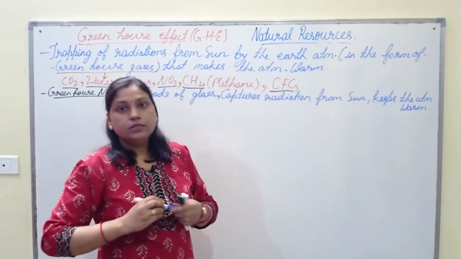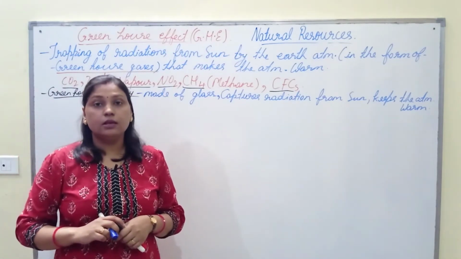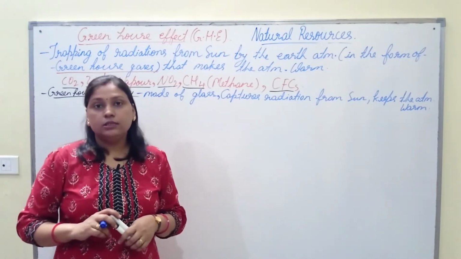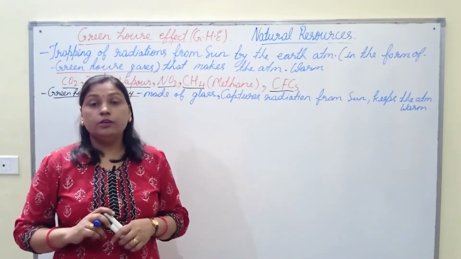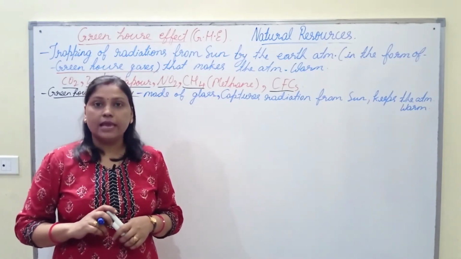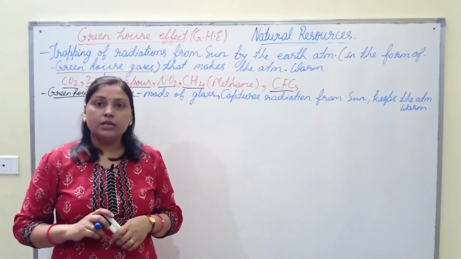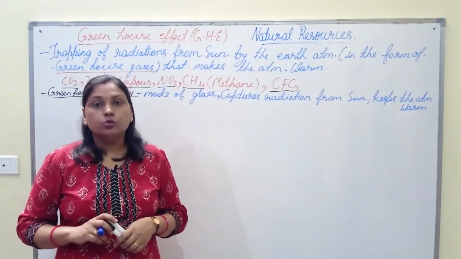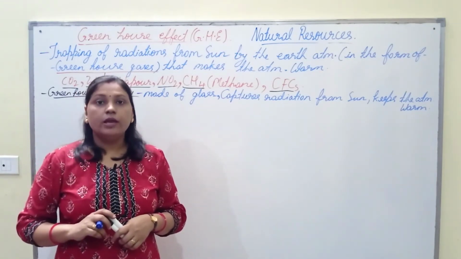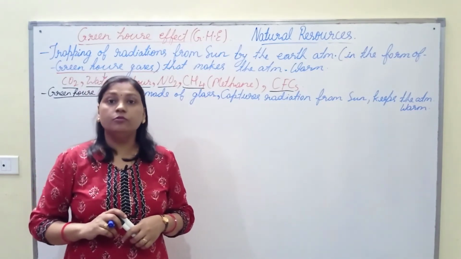So it is important to note that greenhouse gases are important for the survival of living organisms, as they keep the atmosphere warm. But nowadays the problem is that these gases are increasing. So these greenhouse gases are crossing their limits, and it has become a problem for the whole atmosphere. Anything that is limitless causes problems in different ways.